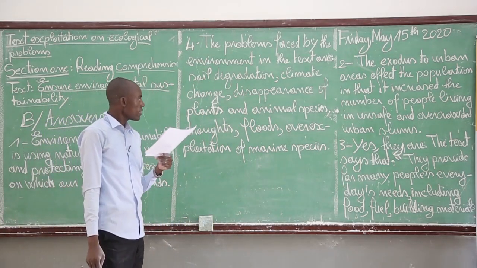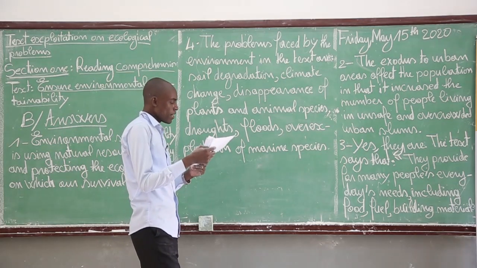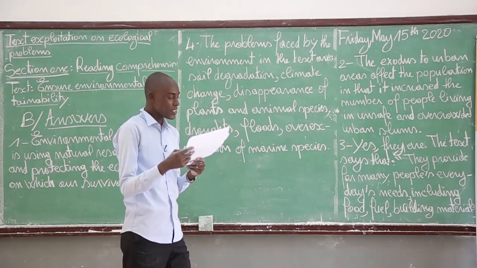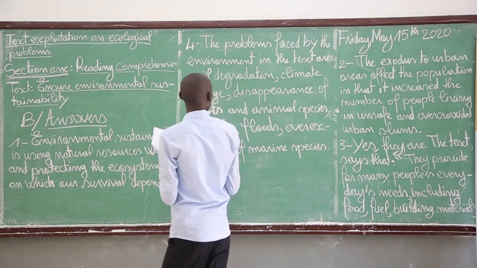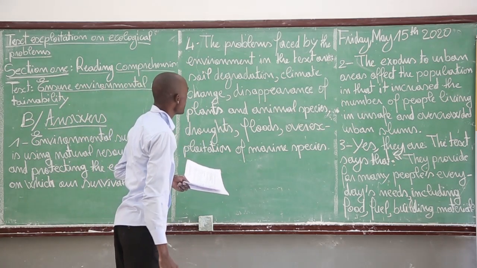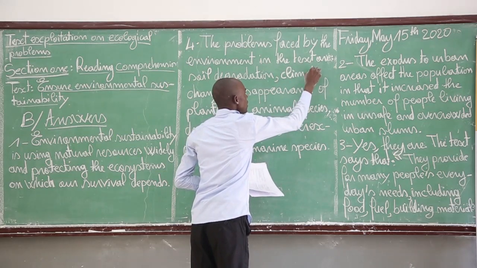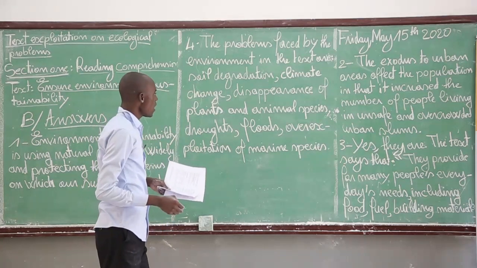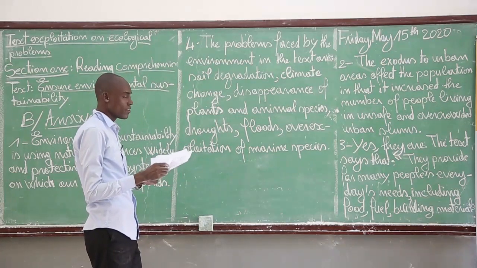Okay, yes. Now the question is, what are the problems faced by the environment in the text? Yes. The problems faced by the environment in the text are soil degradation, climate change, disappearance of plant and animal species, drought, flood, over exploitation of marine species.